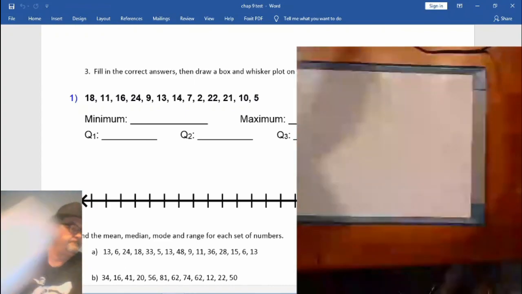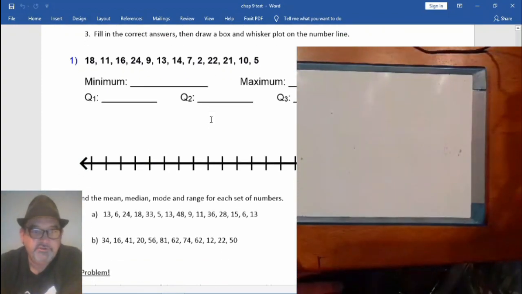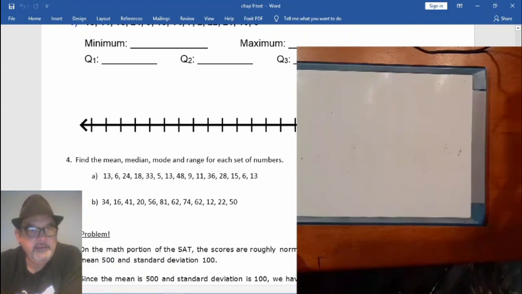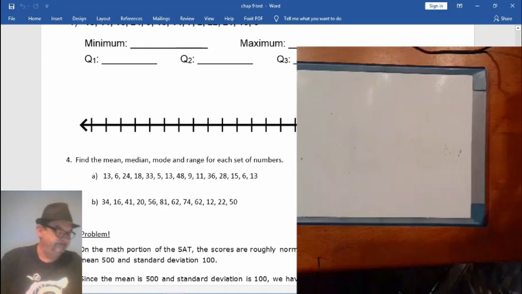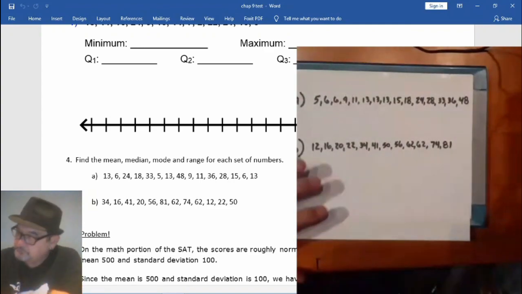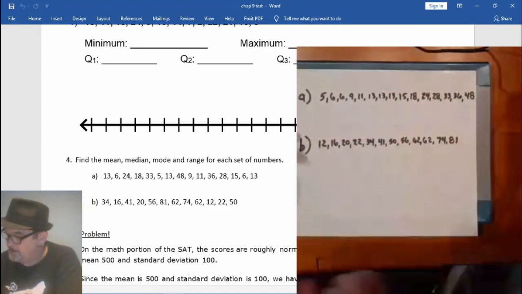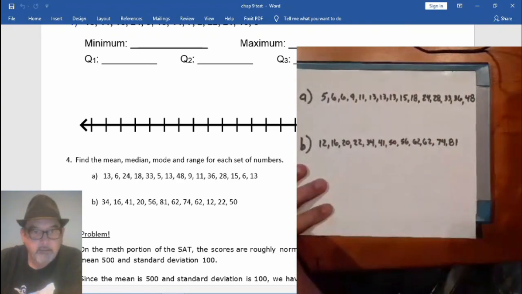All right. Let's move on. Number 4, there are 2 parts to it. Find the mean, median, mode, and range for each set of numbers. Well, again, in order to do that, guys, you're going to have to put them in order, which I've already done here. So, let's take a look at the first one here.